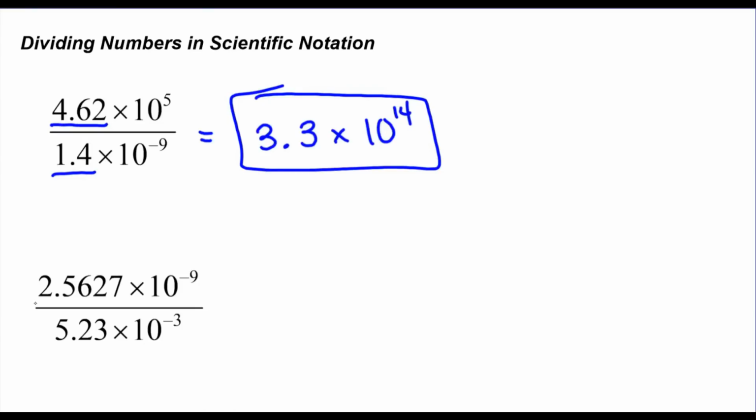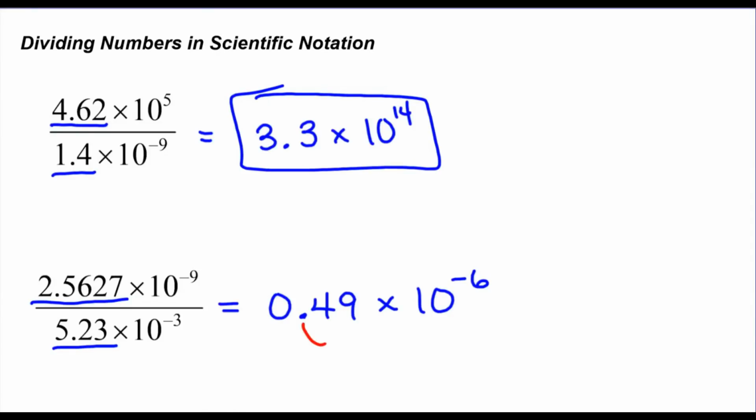Next one, I'm going to divide 2.5627 divided by 5.23, and you get 0.49. And then I'm going to use the quotient of powers property on my powers of 10. Negative 9 minus negative 3, that's like negative 9 plus 3, so that's negative 6. And this is not in scientific notation, so again, I need to make an adjustment.